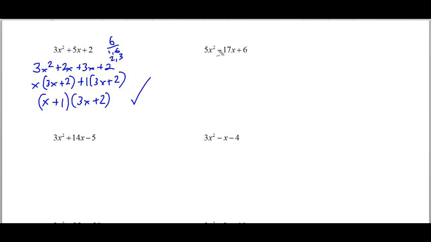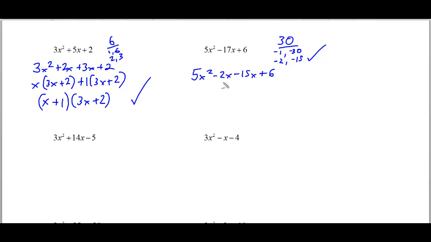Same thing over here, another quick problem. 5 and 6 make a total of 30. Now, since the middle term is negative, we're going to have to put some negatives in here. 1 and 30, we're going to have negatives there to make the negative 17. That doesn't work. Let's try negative 2 and negative 15. Hey, that works. So right away, we have our 5x squared minus 2x minus 15x plus 6.